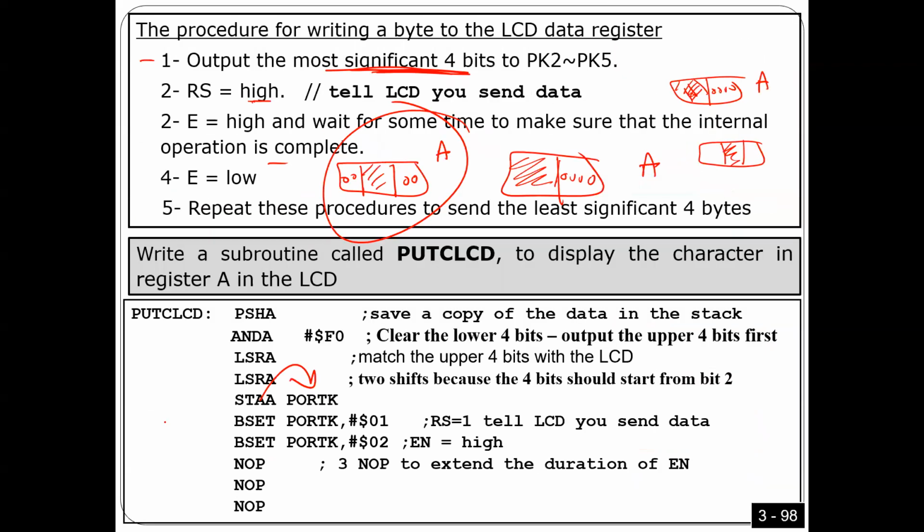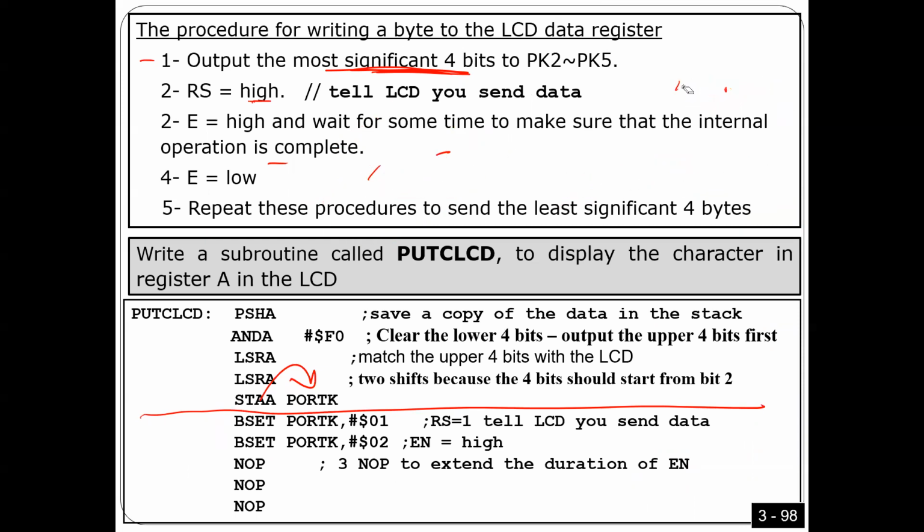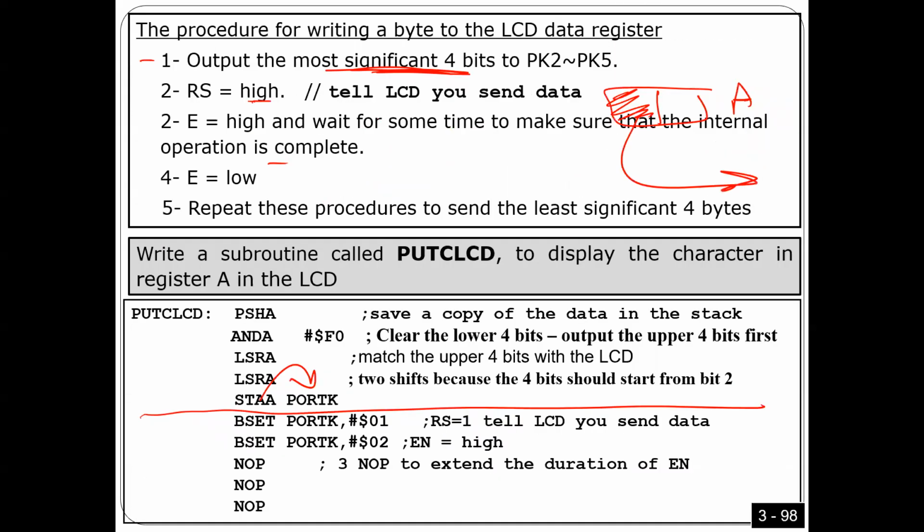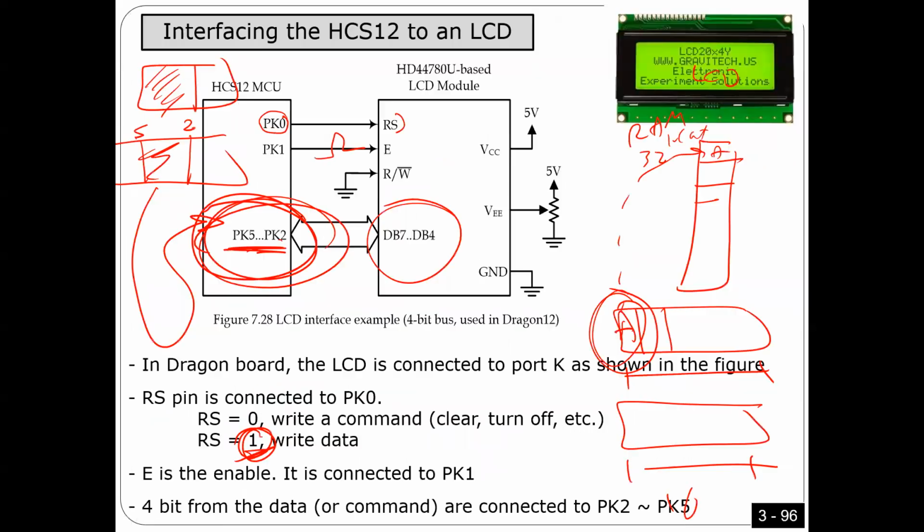Okay, guys? So until now, I finished the first part. What I did, this is register A. I took these 4 bits and put them on these four bits here. Now, what else should I do? Number 2, you have to put 0 here. You have to put 1 here.